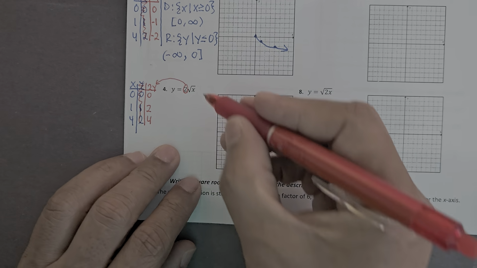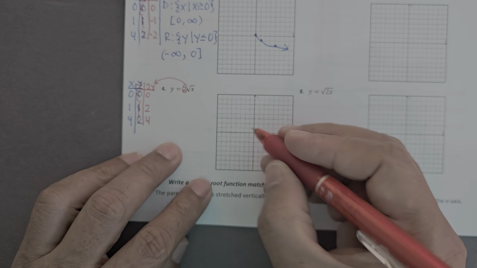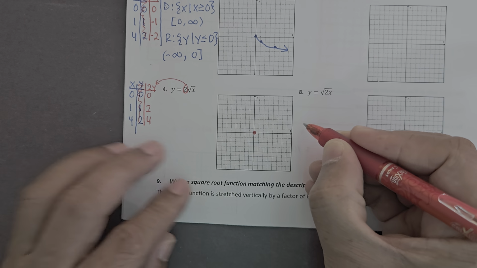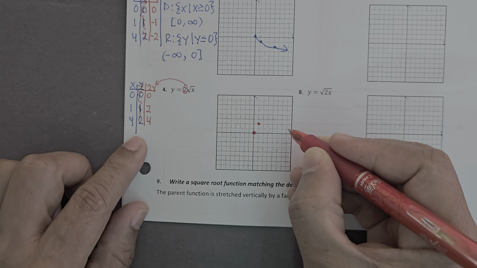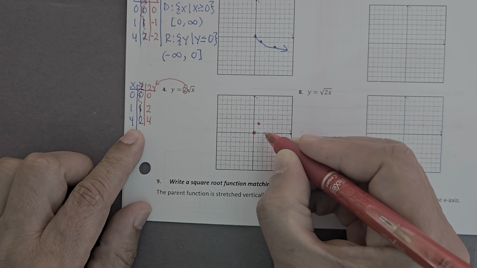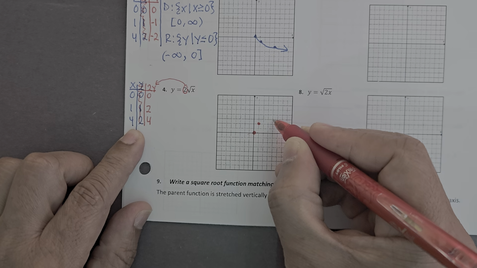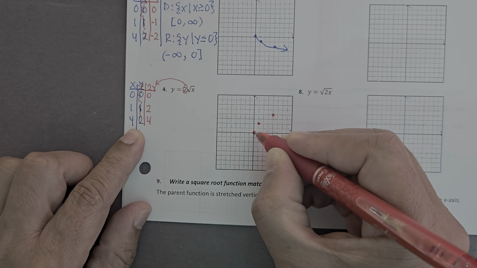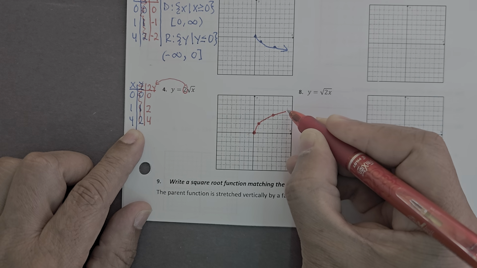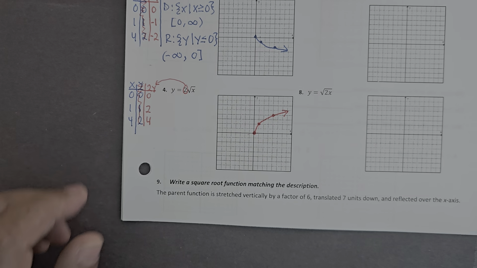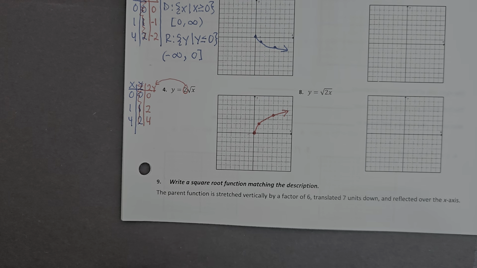Okay, so there is no up or down, no left or right. So that means we go from the origin. From here, if I go right 1, up 2. If I go right 4, I need to go up 4. And as you can see, the value of 2 makes the graph grow faster. It grows faster than when you don't have a scale factor in front.